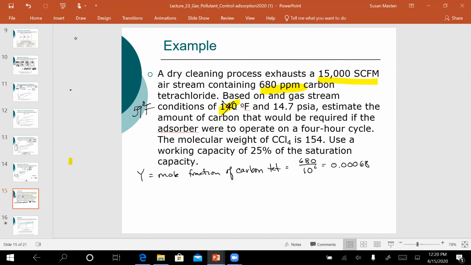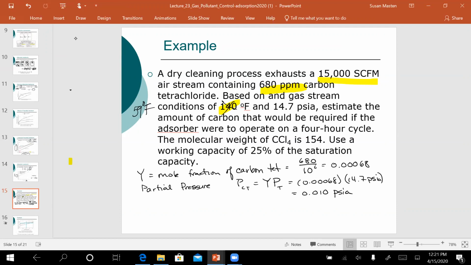and that is 0.00068. Okay, so that's the mole fraction. That's also the percent volume. We looked at that at the beginning of the semester. So the partial pressure of carbon tet is equal to the mole fraction times the total pressure, and that is 0.00068 times 14.7 psi, okay, and that is 0.010 psi.